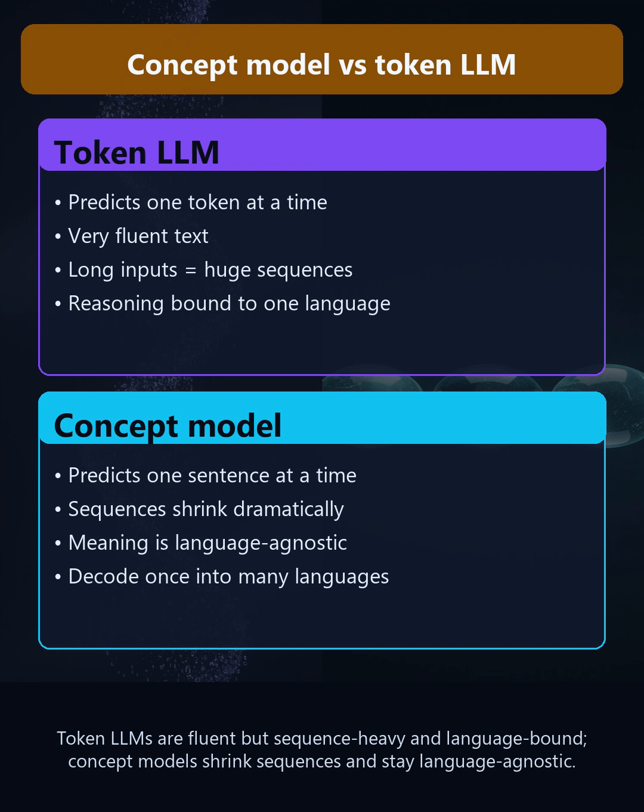So how does this compare to a normal token LLM? A token model produces one small piece at a time, giving very fluent text, but long inputs become huge sequences and reasoning is bound to one language. A concept model works over whole sentences, so sequences shrink dramatically, and because meaning is language agnostic, the same reasoning can be decoded into many languages without being redone.